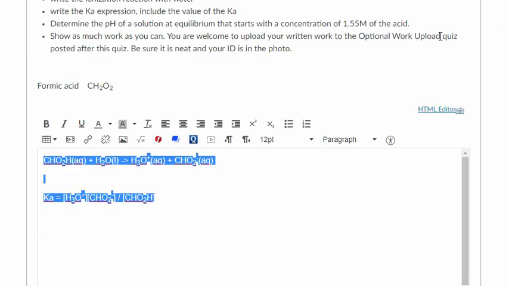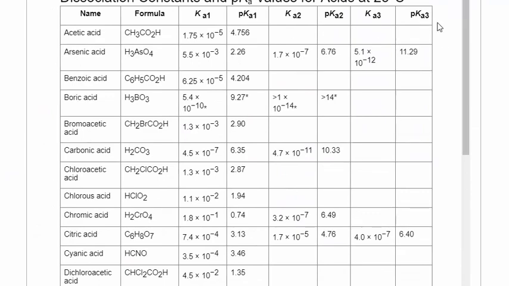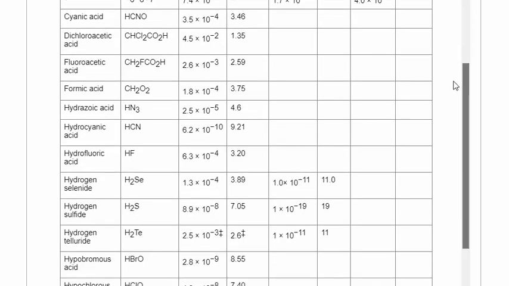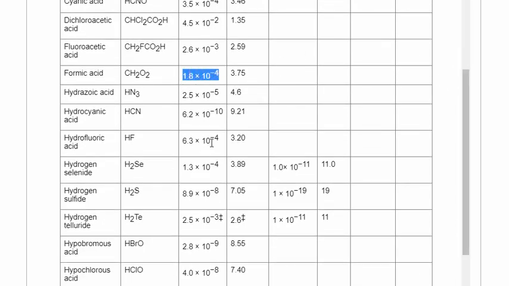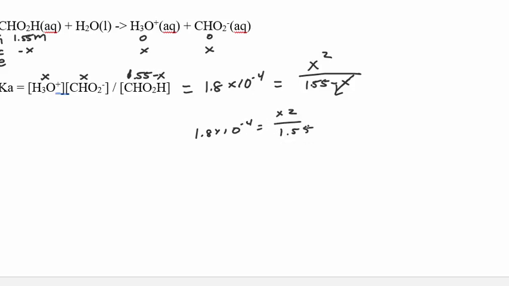Now what I didn't do is look up what the Ka value was. So this is formic acid. I'm going to scroll down, and here we have the dissociation constants that are found in the classroom as well. So here's formic acid, 1.8 times 10 to the negative fourth. So 1.8 times 10 to the negative fourth is going to be equal to x squared over 1.55 minus x. Now because of this difference here, it's a reasonable assumption to simplify this. So 1.8 times 10 to the negative 4 is going to be equal to x squared over 1.55.